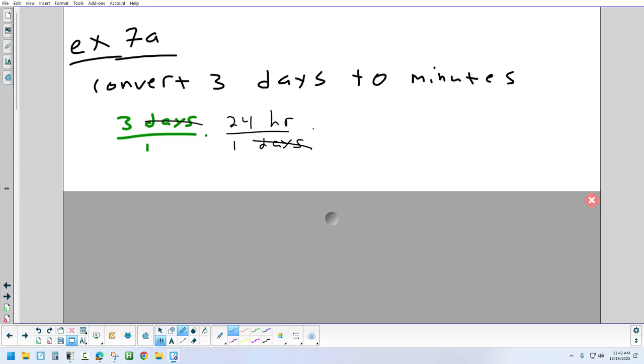Days in the bottom, days in the top. Now you're left with hours. Okay, let's do it again. This time we want to get from hours down to minutes. So we want hours to cancel. Where would hours go in the next fraction? Go in the bottom. What unit is going to go in the top?